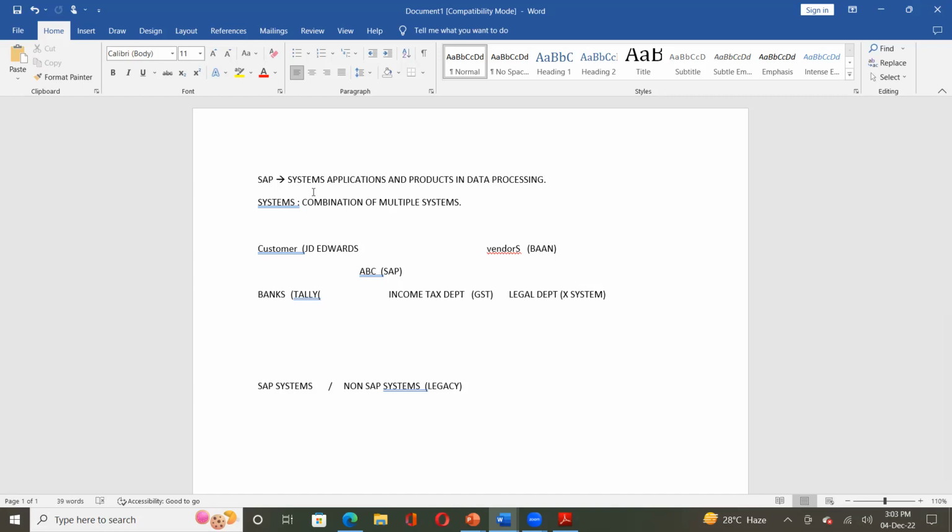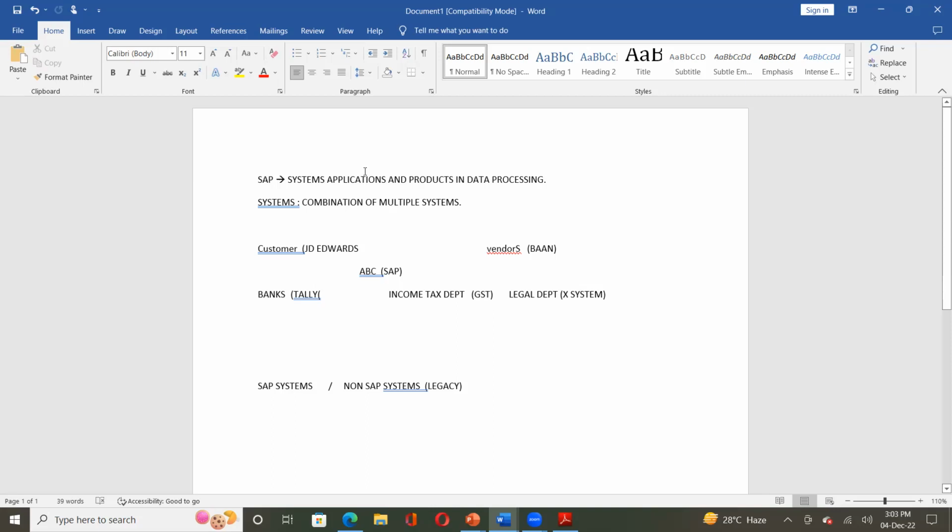But here it's not like that. SAP can send the data to different systems and at the same time it can receive the data from different systems. And how it sends the data to different systems and how it receives the data, like what the EDI platforms are and everything, we will see in practical. So it's a combination of multiple systems, applications.